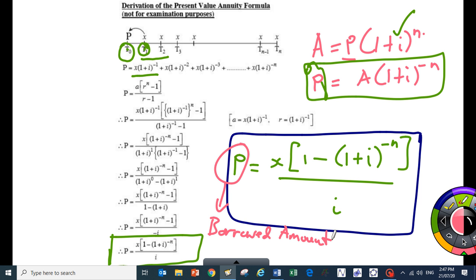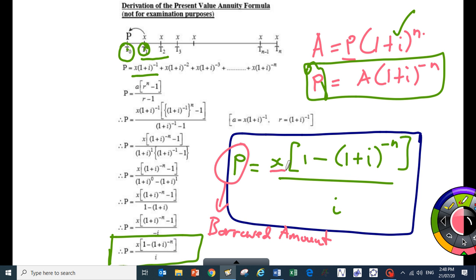That's the amount which is borrowed, and that amount will accumulate interest depending on the specific interest rate and the number of years that you have to pay it off. All right, so that's the formula which you're supposed to know. Obviously, the meanings of the other letters, like x, is still the regular payment per month or per quarter, whichever the case.